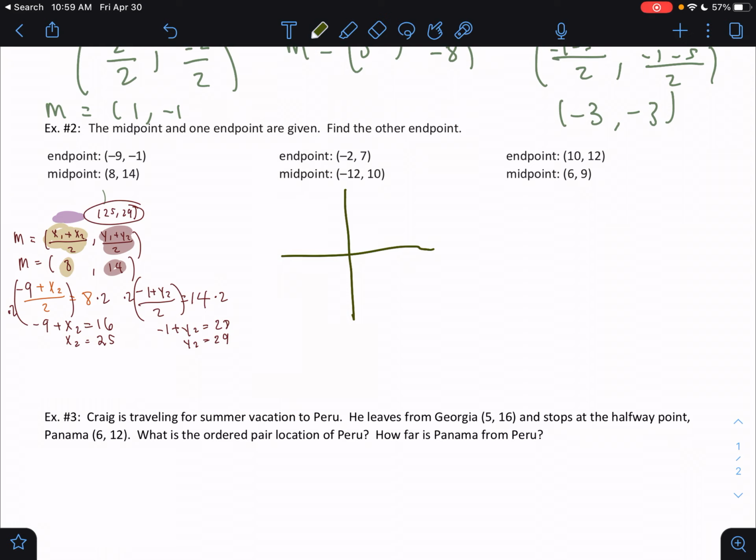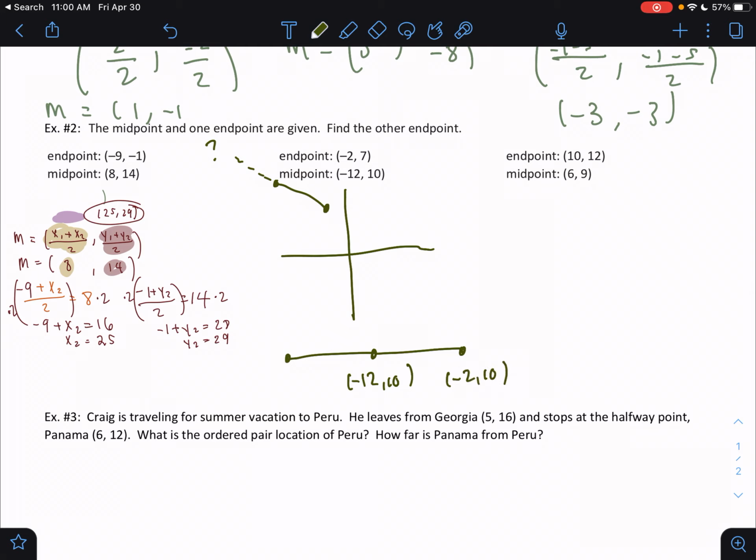So let's say we have an endpoint of -2, 7, so around there. And then we have the midpoint of -12, 10. And we want to know, what is this other point, right? So if we think of it as kind of like a number line almost, our midpoint is -12, 10. We have an endpoint of -2, 10.